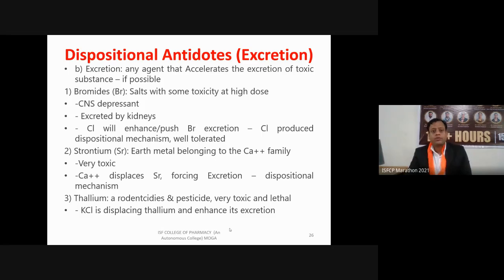So if we are discussing dispositional antidotes as excretion, we have discussed that bromide, which is toxic, has its excretion increased by replacement with chloride. Next is strontium, which produces a very toxic effect, and that can be replaced by calcium ion. So calcium ion displaces strontium. Next is thallium, a rodenticide or pesticide having a very toxic or lethal effect, which is displaced by potassium chloride. Okay, so all these agents increase the excretion of the toxic agents.